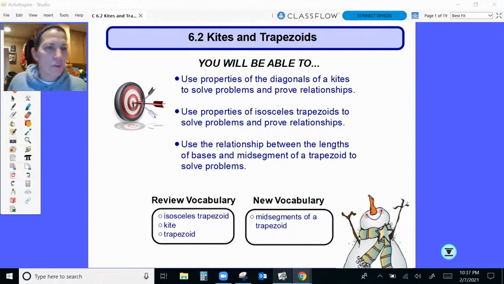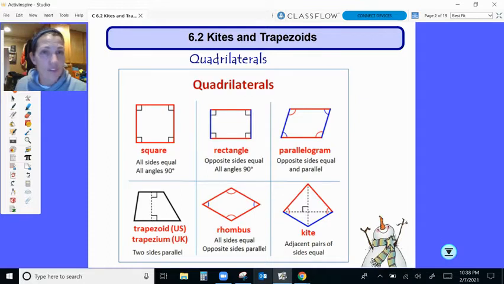Hello, welcome back, and today we're going to begin 6.2, all about kites and trapezoids, all about their properties and all about the relationships between all the different segments in each of those figures.